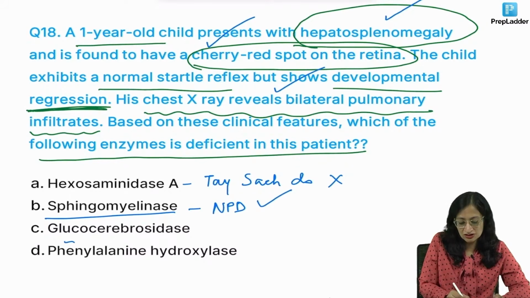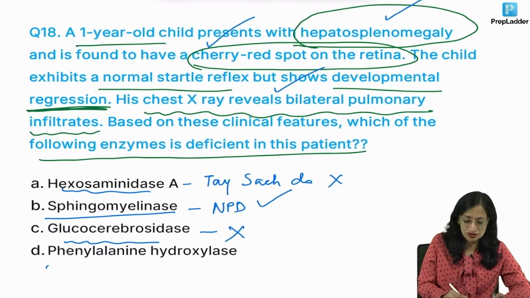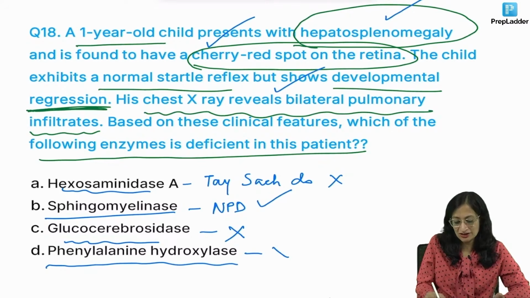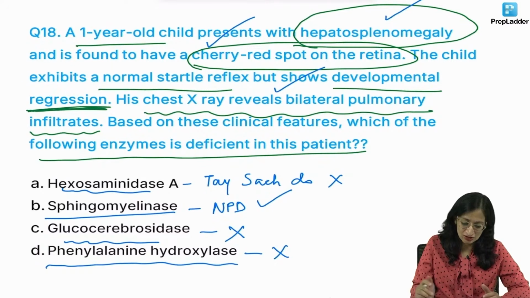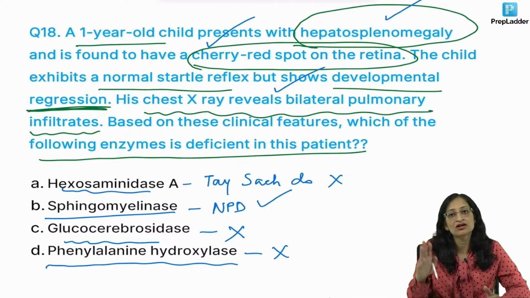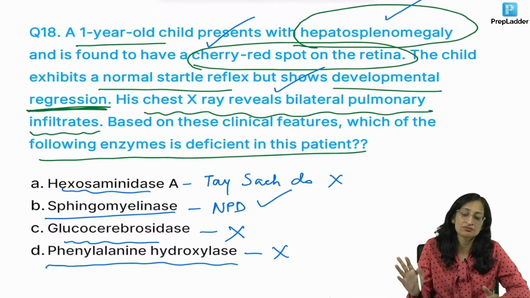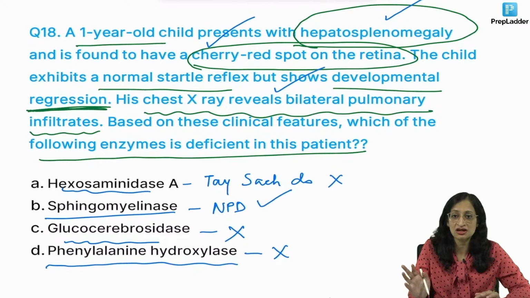Glucocerebrosidase deficiency, we know it is Gaucher disease. Gaucher disease will have splenohepatomegaly but no cherry red spot. Phenylalanine hydroxylase deficiency would be phenylketonuria. There you will get hypopigmentation but no cherry red spot and so on, right? So cherry red spot with organomegaly with pulmonary involvement, we'll think of sphingomyelinase deficiency or Niemann-Pick disease. If there would not have been any pulmonary involvement, we would also have kept GM1 gangliosidosis as our DD.